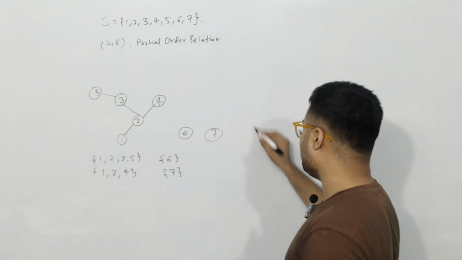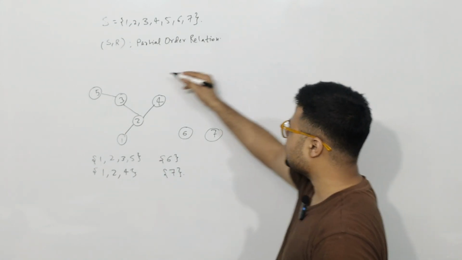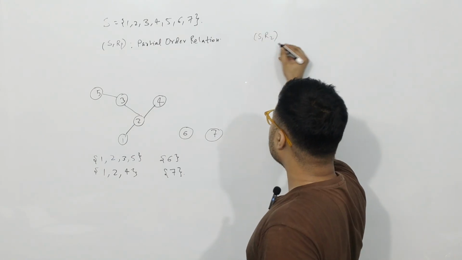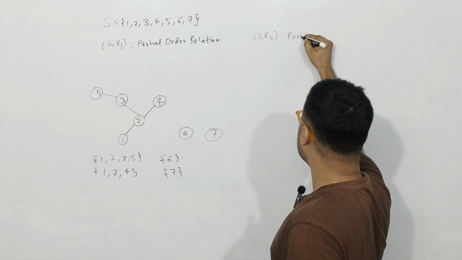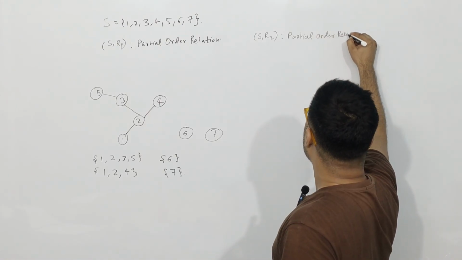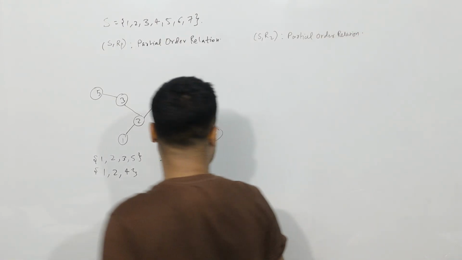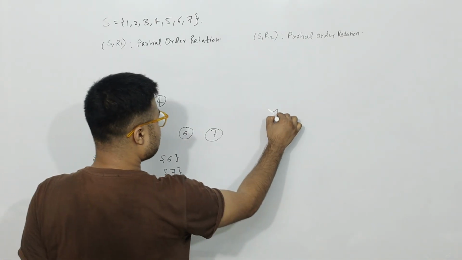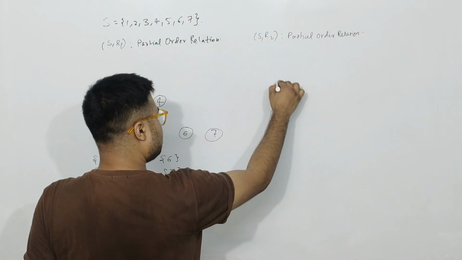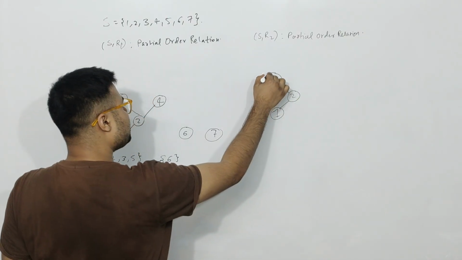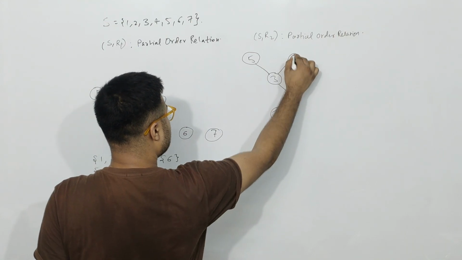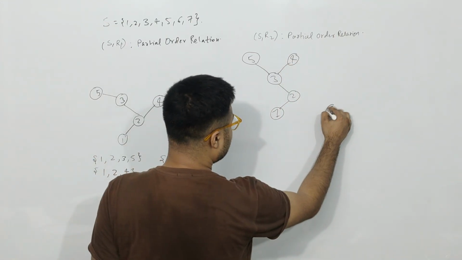What if my another relation R, this is R1, let's say S comma R2, is also a partial order relation, and the Hasse diagram is like this. You have 1 and then 2 and then 3, and now from 3 you can go to 5 in one way and 4 in another way, and 6 and 7.